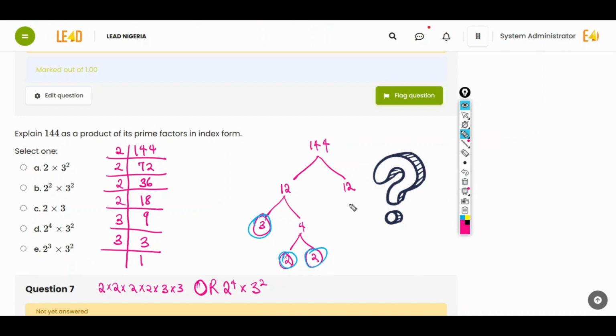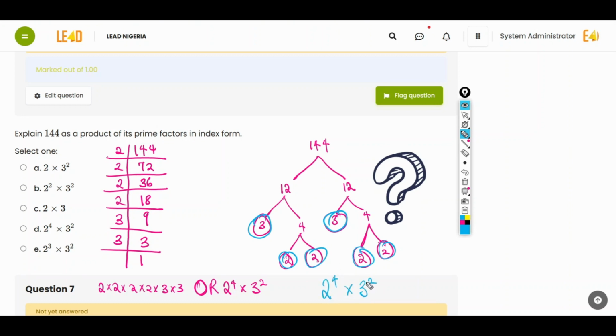Next, we move on to the other 12. Same process, 3 and 4, because 3 times 4 gives 12. 3 is prime. And then 4, 2 times 2. So what do we end up with? We end up with 4 2's, right? So 2 times 2 times 2 times 2, that's 2 raised to the power of 4 times 3 raised to the power of 2.